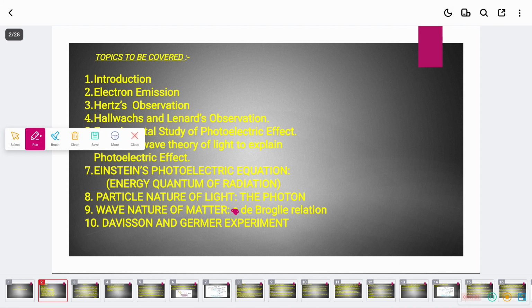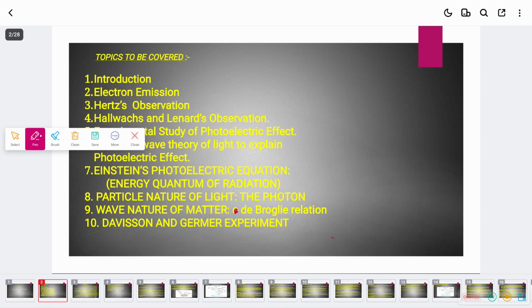De Broglie relation. See, this de Broglie is a scientist. At 21 years old, he said that light can have two characters. In those two characters, one is wave character, another is particle. Clear or not? So, de Broglie.